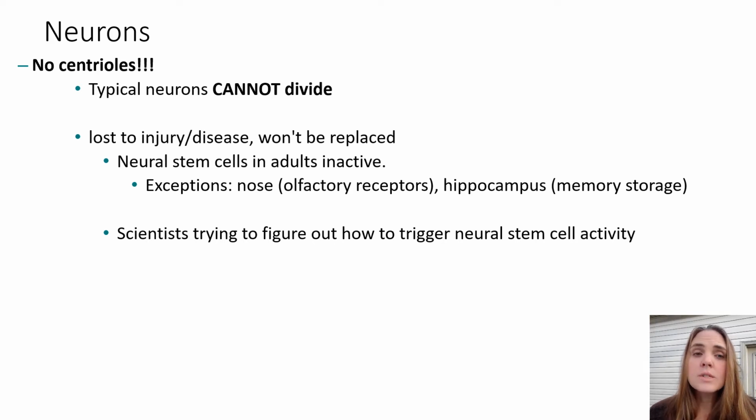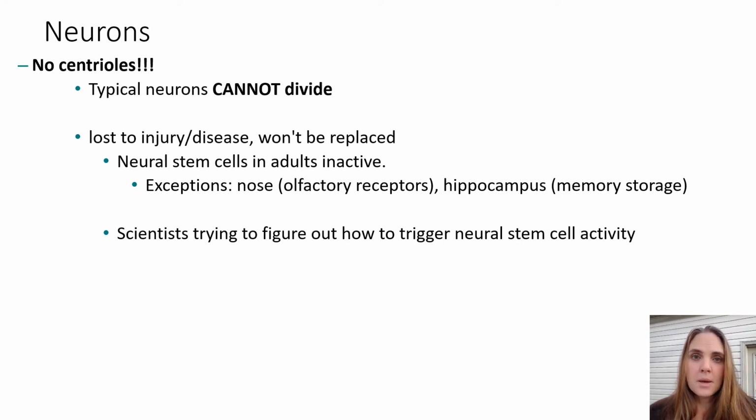Our neurons have no centrioles. Do you remember what centrioles were involved in back at the very beginning of our semester? They're involved in mitosis, that cell division. So a typical neuron does not have a centriole, which means it can't divide. So if we lose a neuron to injury or disease, it won't be replaced.